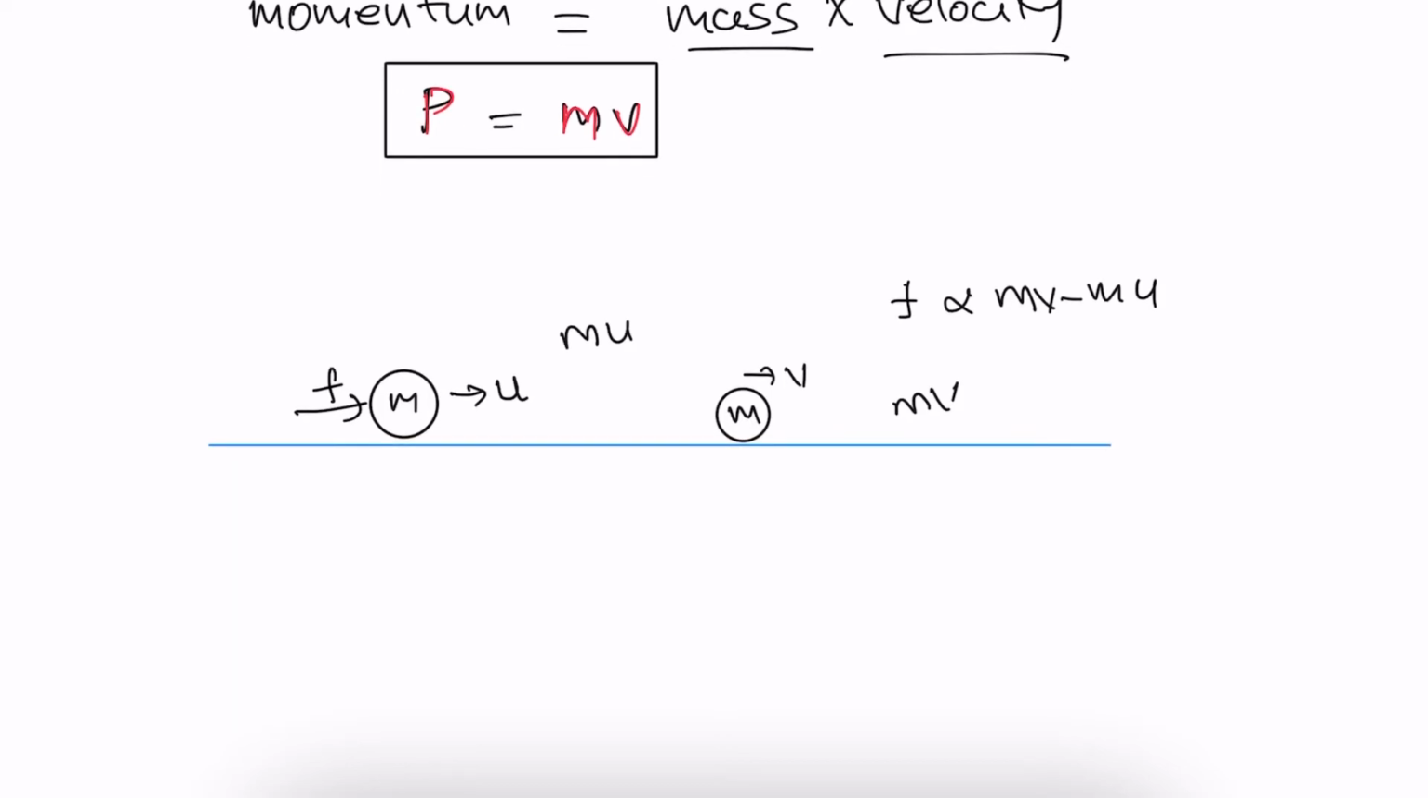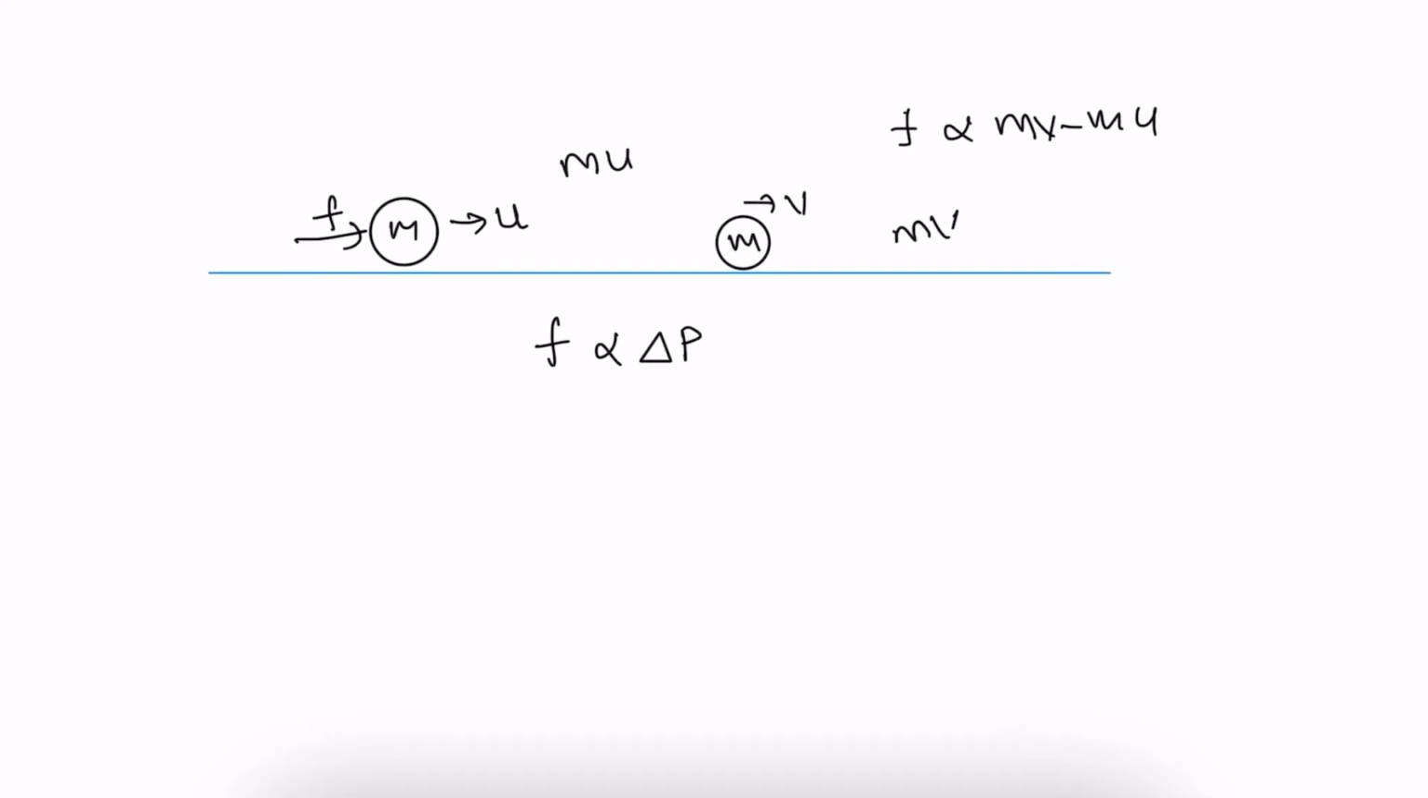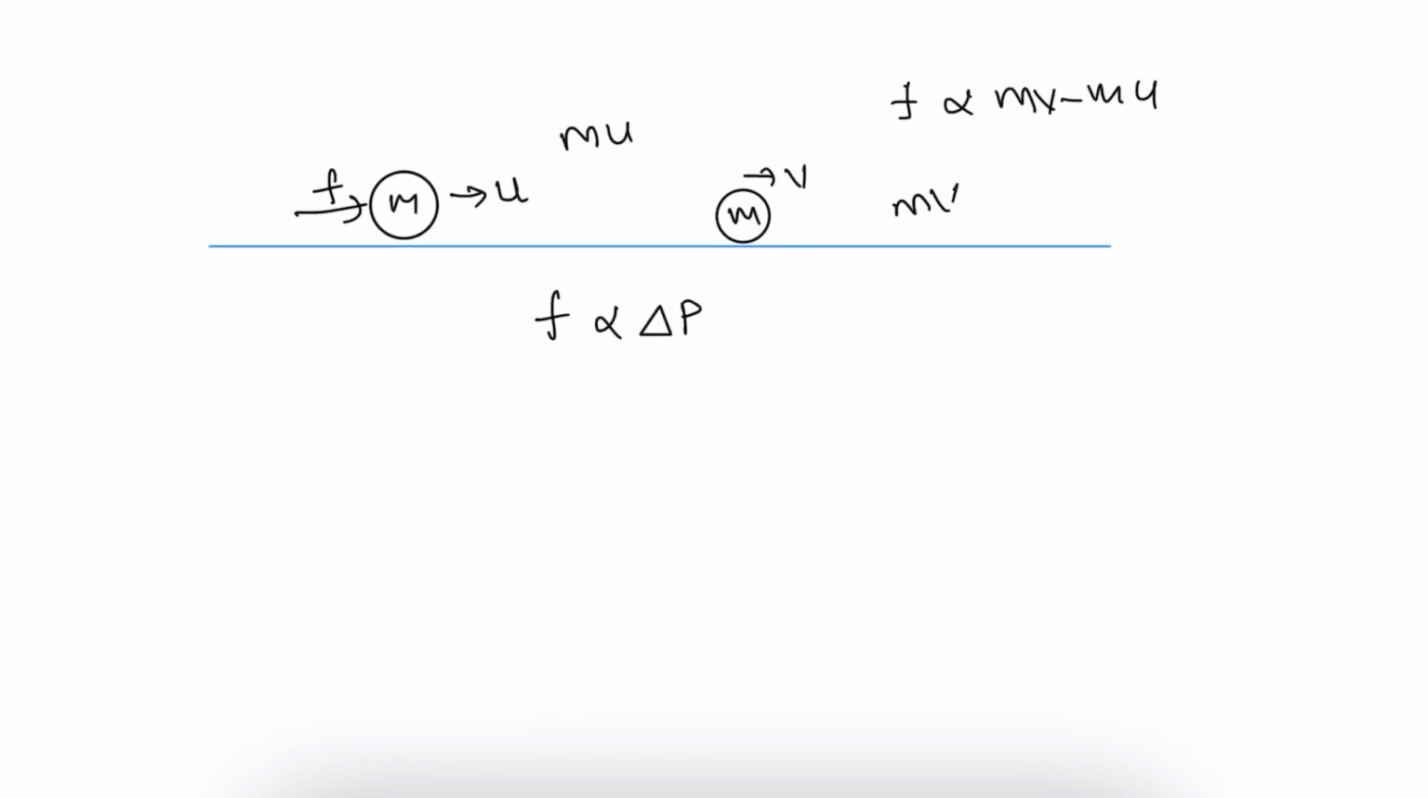He did so many experiments. Finally, he observed force is directly proportional to change in momentum. Change means delta, P means momentum. So Newton first observed that F is directly proportional to delta P. And also he observed the time interaction.